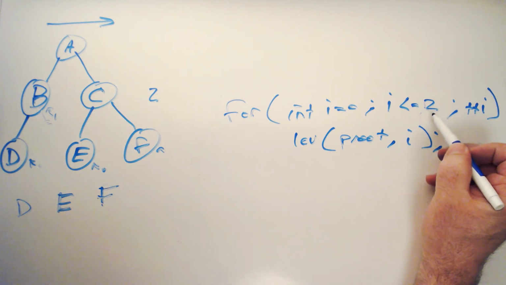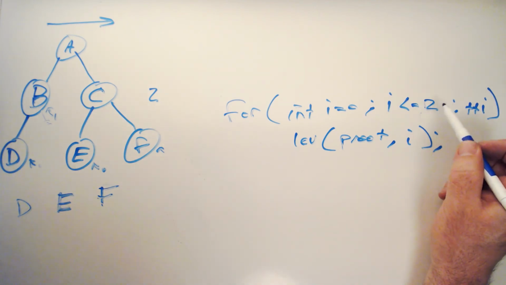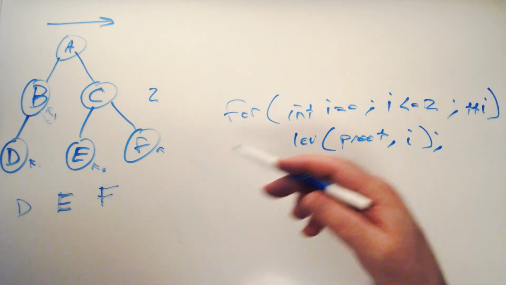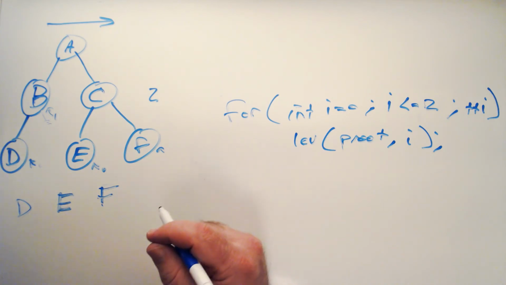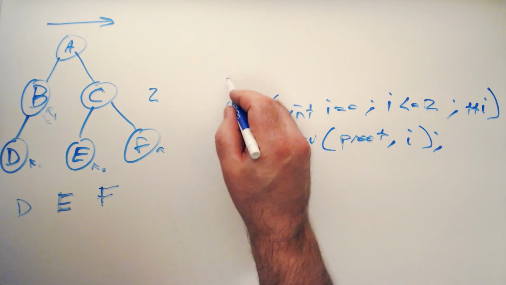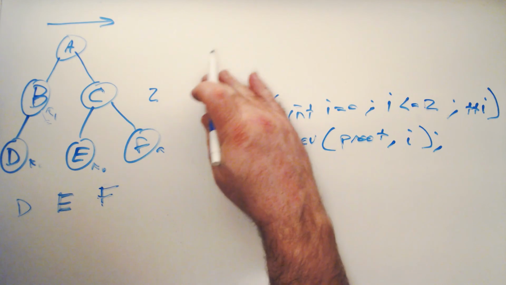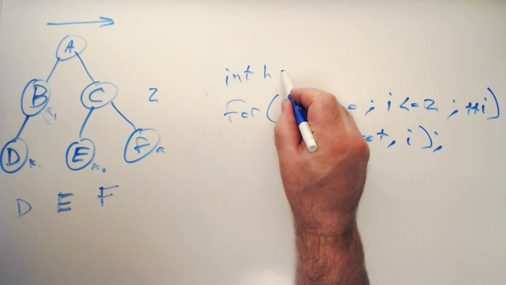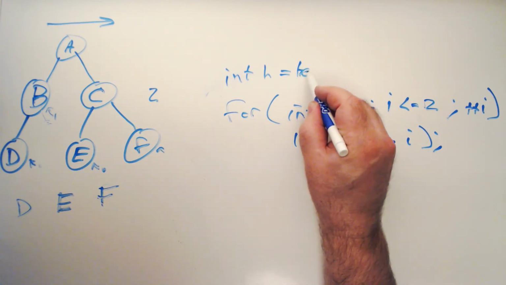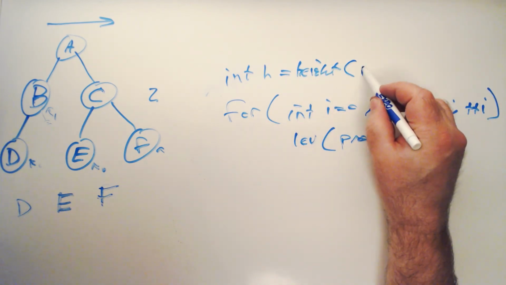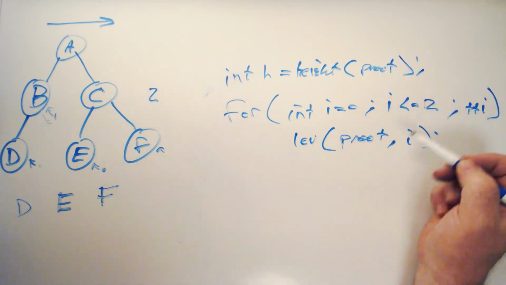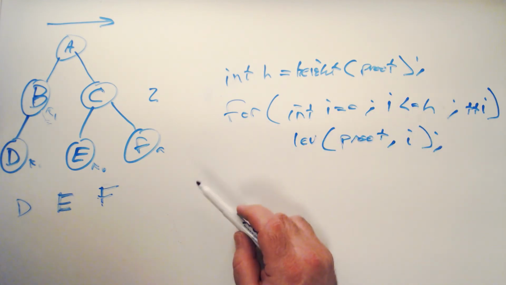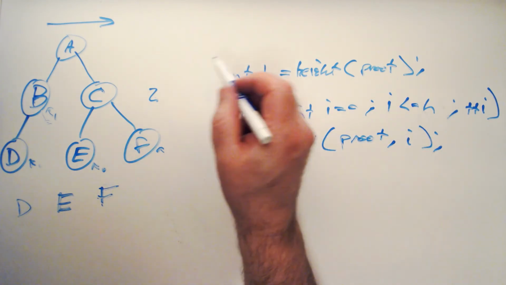So what I could do is put a call to my height routine in here, but that would be outrageously inefficient because every single time this loop goes through, it'll do a recursive walk of the entire tree just to measure its height, which is absolutely nuts. So let's call, if I can think in order, int, let's call this h for height equals height of P root. Then this simply becomes h, and we're done. So now we have all the code we need to print out the tree in level left to right order.